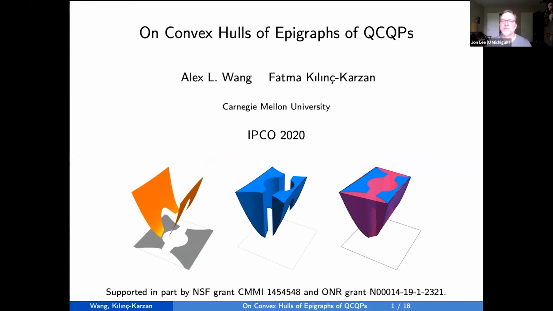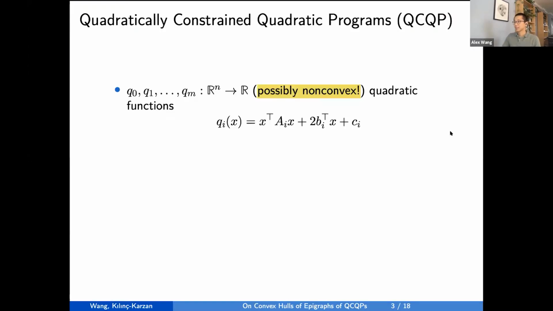All right, so today I wanted to tell you about some recent work on how to convexify the epigraph of QCQPs. This is joint work with my advisor, Fatma Kılınç-Karzan at Carnegie Mellon. This first part will probably be review for all of you who were at the summer school lectures, but I do want to go over it again quickly. I'll mainly be talking about quadratically constrained quadratic programs, or QCQPs for short.